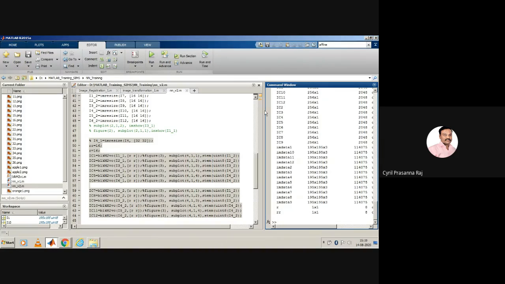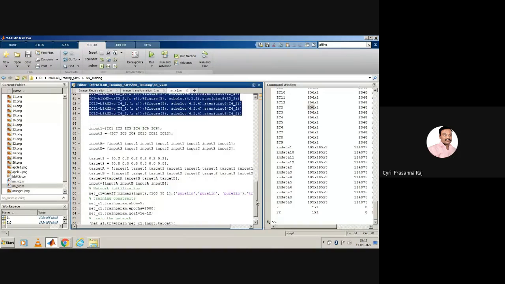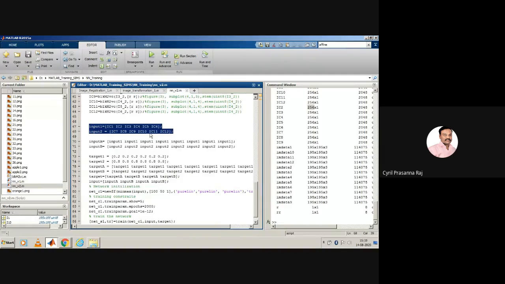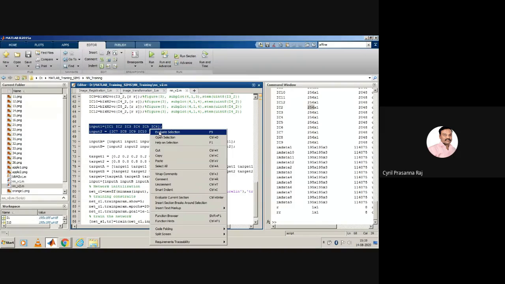So if you now see the variables like IC1, IC2, IC3, all of them are now 256 cross 1. Okay, so you will now have a 256 cross 1 matrix representing numeral 1, and other 256 cross 1 matrices representing number 3. Okay. Then what we do, we try to concatenate all of them. So we are creating these inputs: input A, input 1 and input 2.